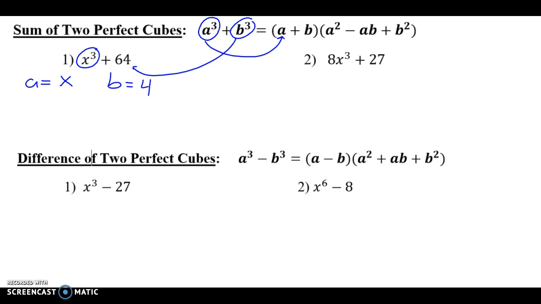So what is being cubed? Figure out your a and your b. And now all you have to do is fill it into this formula. So what does it tell me to do first? x plus. a plus b, which is x plus 4.